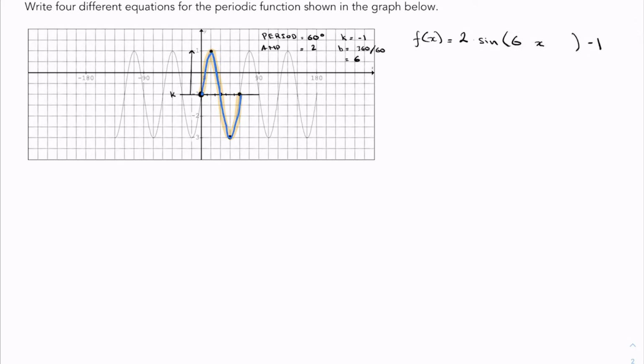Let's bring this over. Let's bring this over. And let's bring this over. So there's your sine function. Very easy. Now let's look at negative sine.